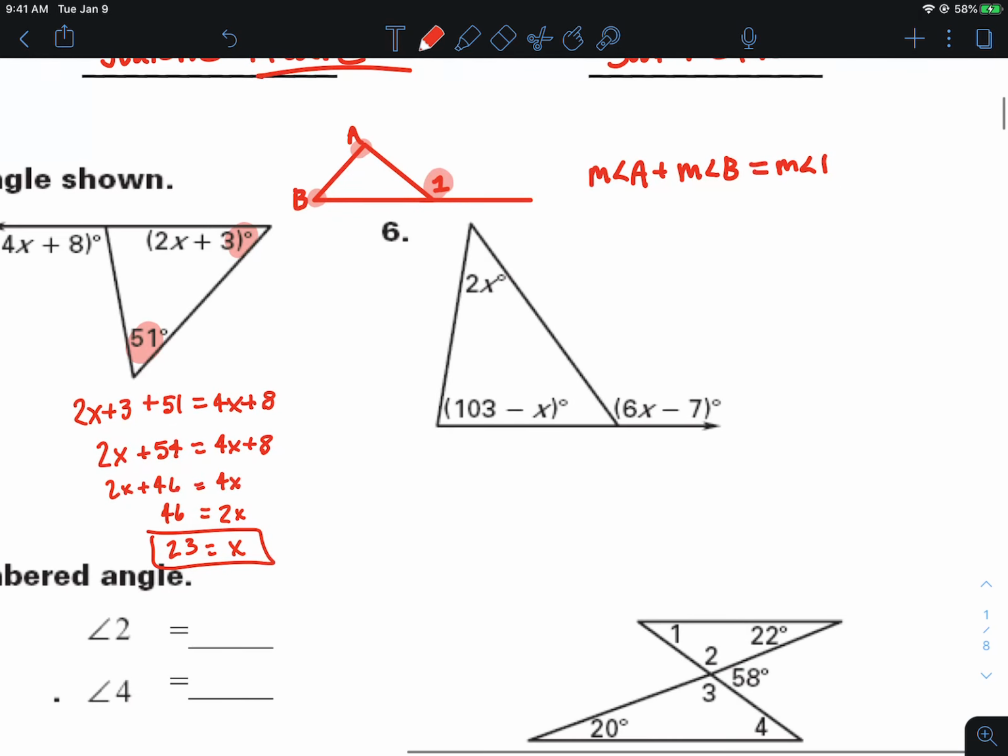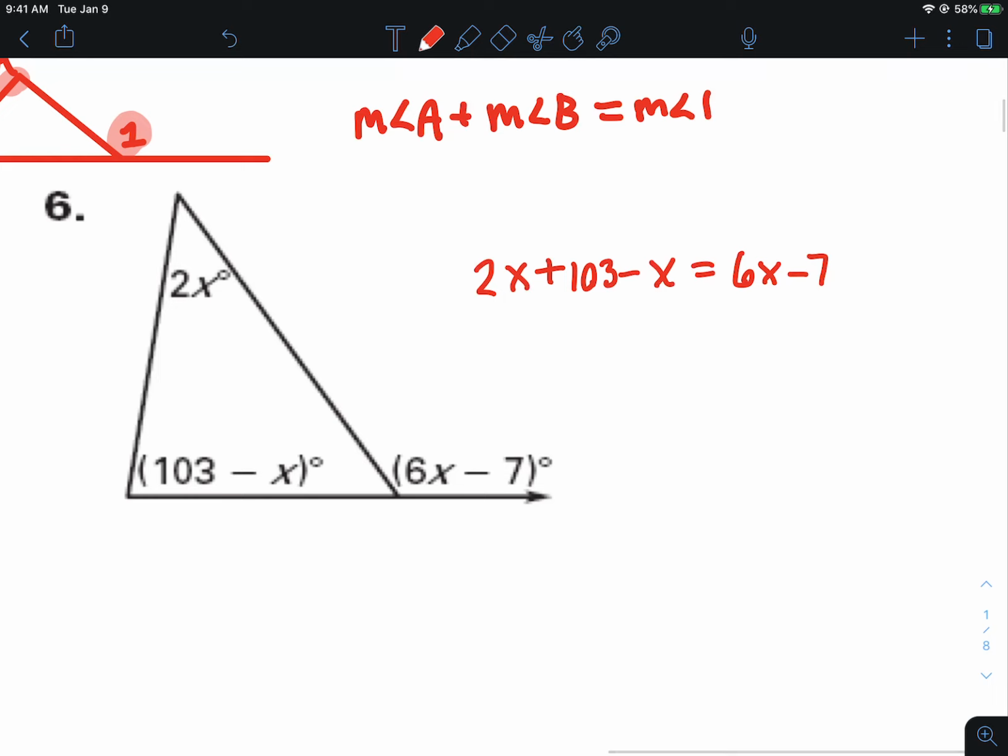6, same thing, slightly different numbers there. We can go 2x plus a 103 minus x. Those are your two interior angles, and then equals that one exterior, 6x minus 7. We got just x plus 103 equals 6x minus 7. I'm going to subtract x, that would give me 5x. I'm going to go ahead and add 7 at the same time, that'll be 110.